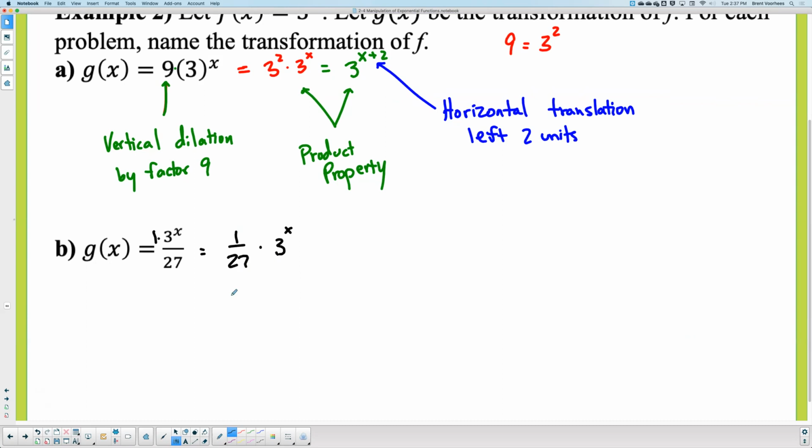What's the 1 over 27? A vertical or horizontal transformation? It's vertical. It's not with the x, it's vertical. It's multiplying. So does that make it a dilation, a translation, or a reflection? Dilation, vertical dilation. If you didn't have these down before, you probably will by the end of this class. Is this a liar or truth teller? So if it's truth, then it's by factor 1 over 27.